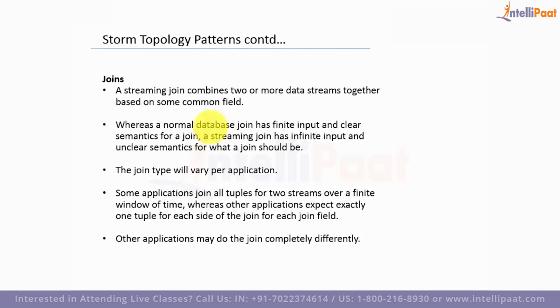The join type will vary as per the application and as per the business need. Many applications join all the tuples for two streams over a finite window of time, whereas other applications expect exactly one tuple for each side of the join for each join field. As I already said, the type will vary as per the application, and the practical implementation in detail will be covered in upcoming sessions. Other applications may do the join completely differently, and they can have some other implementation logic to be defined there.